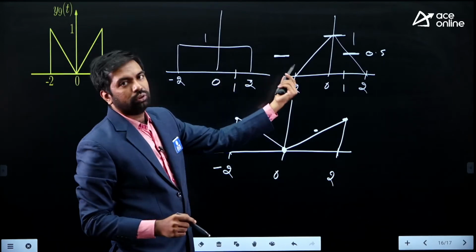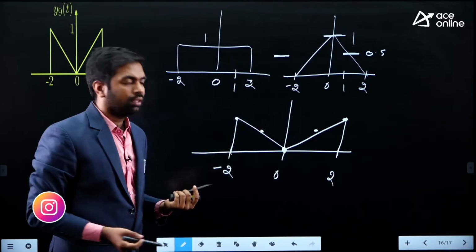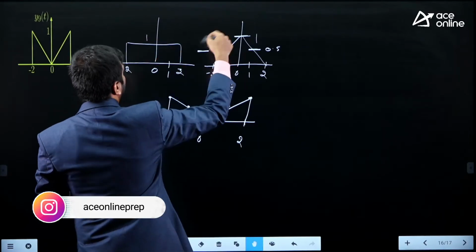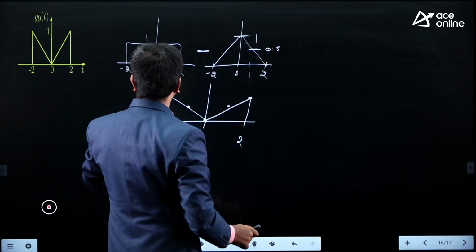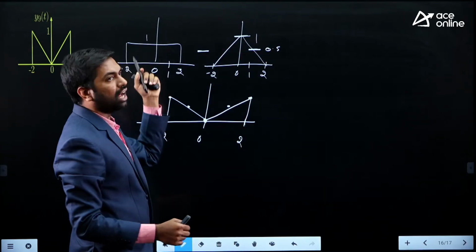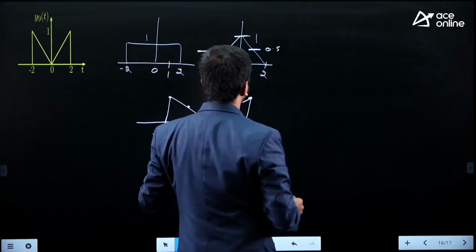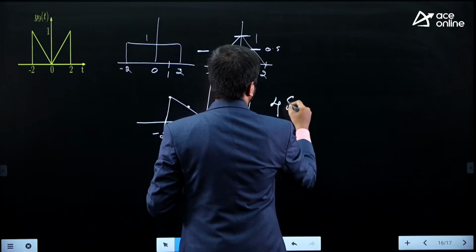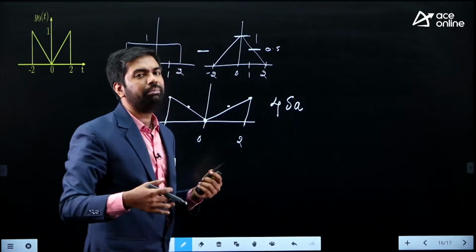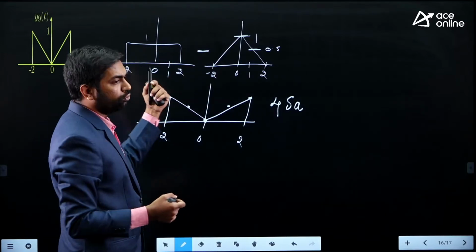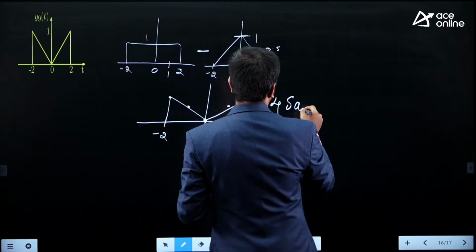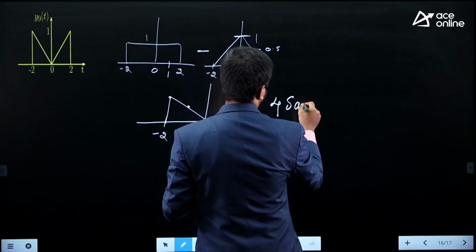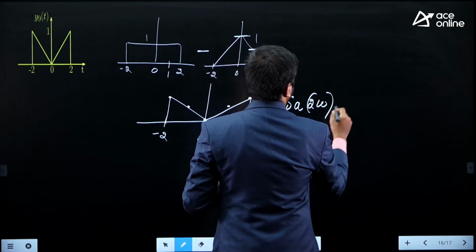Find the Fourier transform of this, find the Fourier transform of this, and then subtract. Okay? So let's find the Fourier transform. Now this is a rectangular pulse, this is a triangular pulse, whose results we already know. What's the area of this? Width into the height. The width is 4. Height is 1. The area is 4. So it's 4 Sa of omega into width by 2. Width is 4, 4 by 2 is 2. So this is 4 Sa(2 omega), minus.